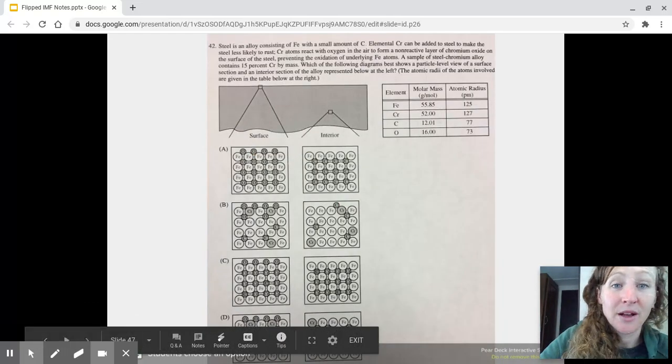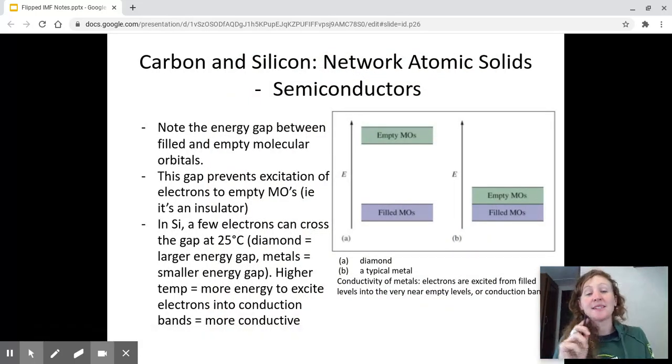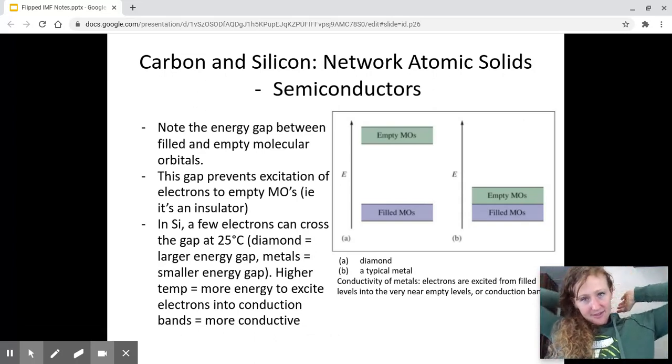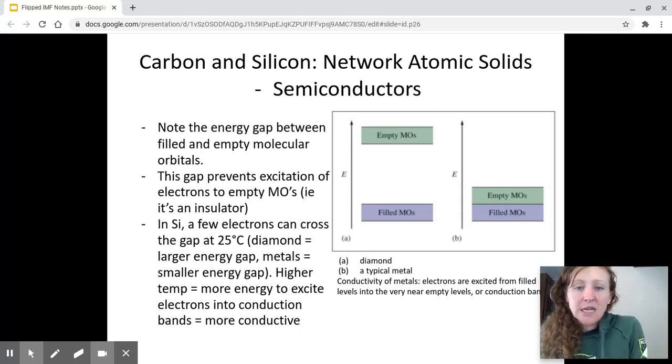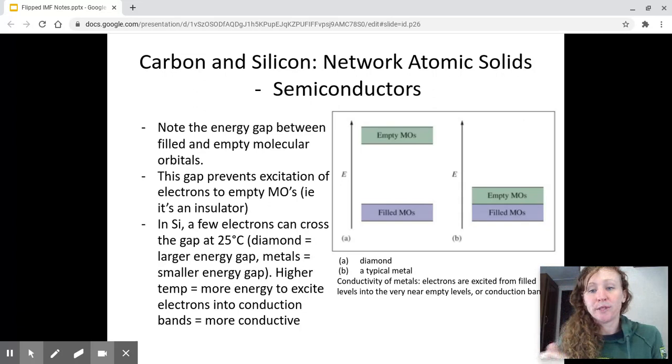There's an example we'll do, a practice problem we'll do on that. Okay, and then the second application we haven't talked about, and this is semiconductors. Now, we can talk about semiconductors now because we're talking about solids, and carbon and silicon both fall into the network atomic solid area. But we can also talk about semiconductors because now we've talked about molecular orbitals.